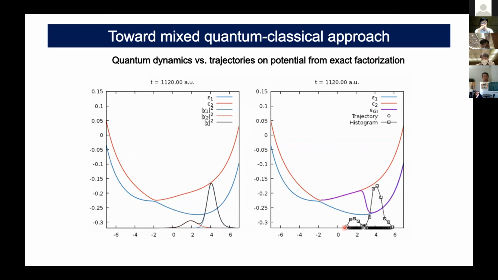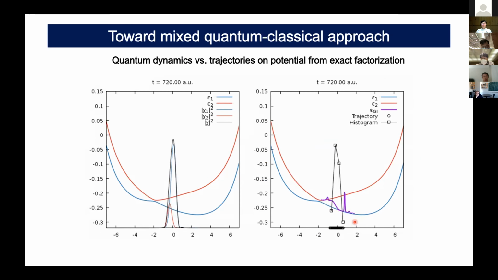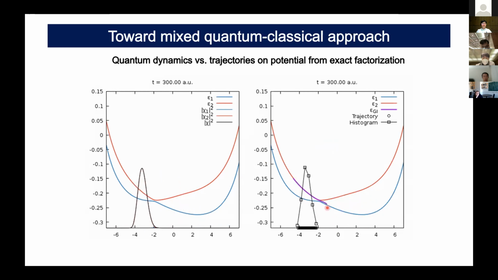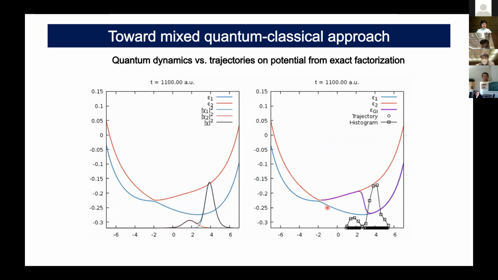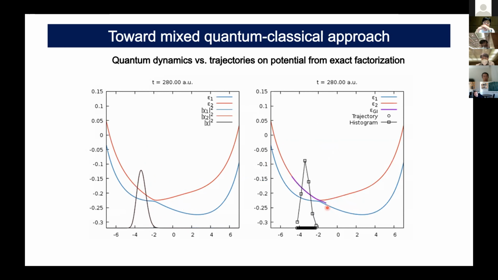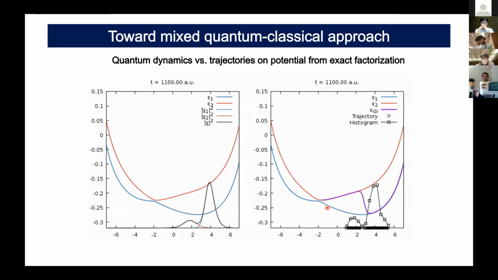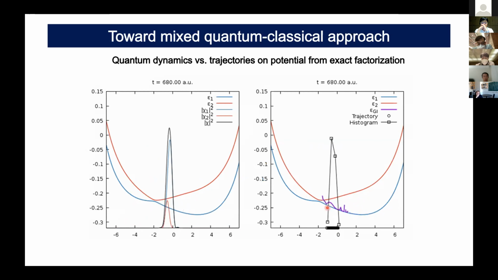As you see here, even with the classical trajectories, we can generate the splitting of the nuclei right after the non-abelian coupling. So now we know, right? If we can handle the exact surfaces, then we can obtain the correct nuclear dynamics, the correct quantum dynamics, with classical trajectories, or the kind of trajectories, let's say.